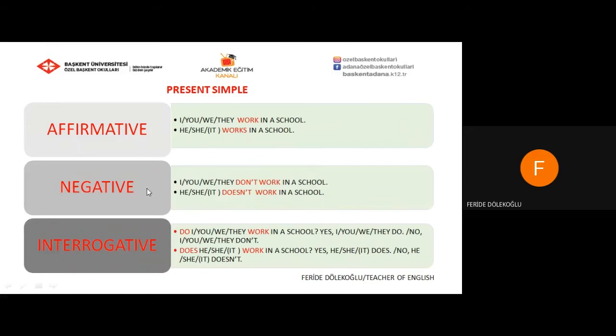In negative sentences, we use don't or doesn't with verb 1. You don't work in a school. He doesn't work in a school. And in the question form, we start the question with do or does, and we use verb 1. Do they work in a school? Yes, they do. No, they don't. Does she work in a school? Yes, she does. No, she doesn't.